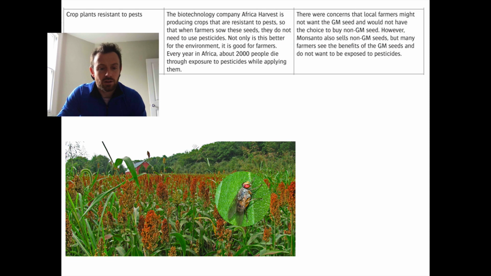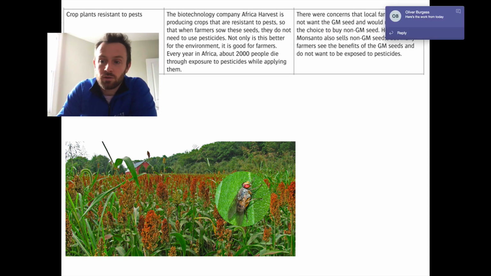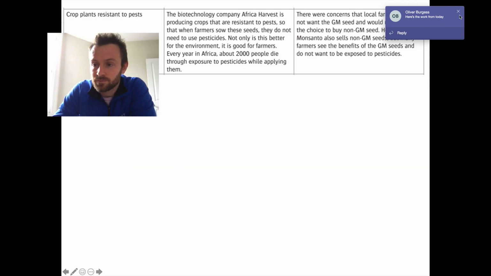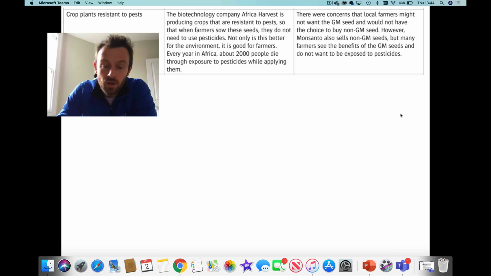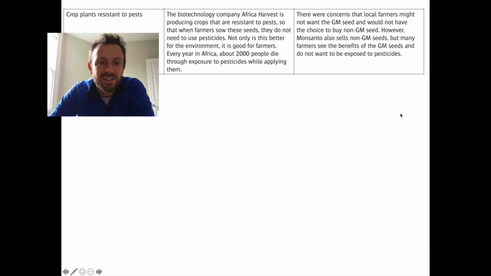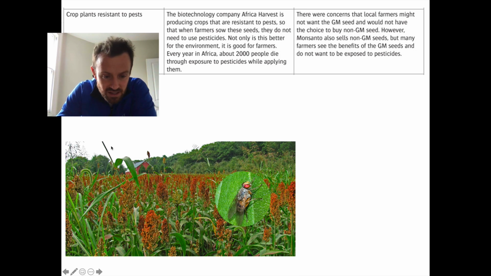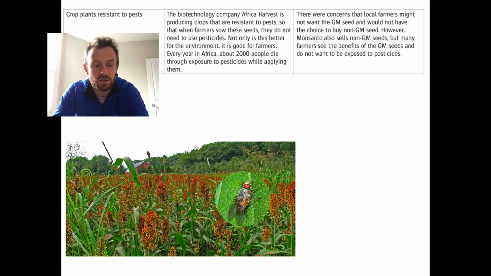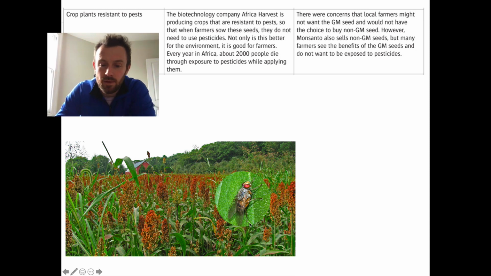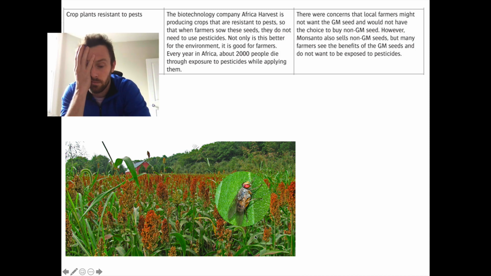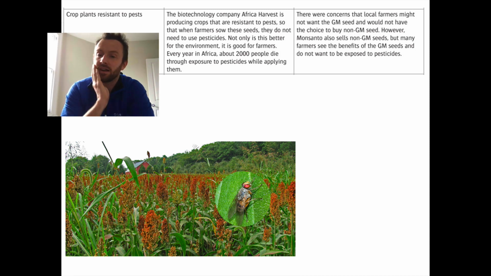Okay, so we talked about this a little bit. Crop plants resistant to pests. Again, we talked about Africa Harvest. Now this is a sorghum plantation, a very staple crop in Africa, not widely consumed in the UK. And this, I've forgotten the name of it now, is a main sorghum pest. I think it's called the sorghum leaf fly or something like that. But anyway, it's a big problem for sorghum growers.